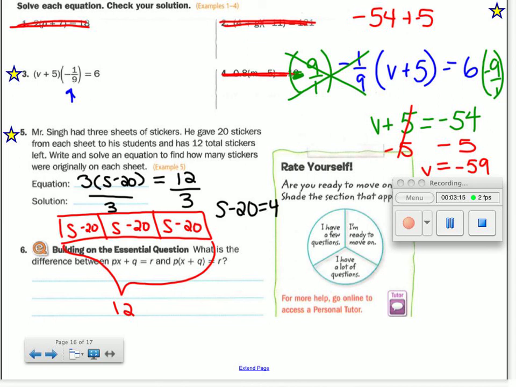Then what am I going to do? Plus 20 and plus 20, cancel. So what does s actually equal? How much did each sheet originally start with? Yep, 24. And so there were 24 stickers on each sheet when he started.